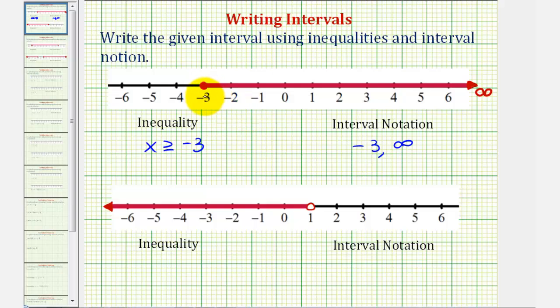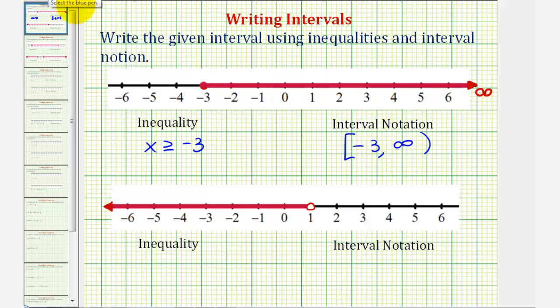Again, because it includes -3, for interval notation we use a square bracket like this. Again, this indicates that this value is included in the interval. And then for infinity and negative infinity, we always use a rounded parenthesis. It's important to recognize too that the order of these is important. We cannot put the infinity first and the -3 second. These must occur in the same order in which they would occur on the number line.